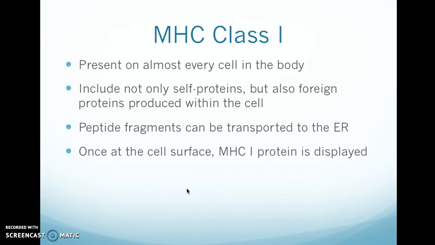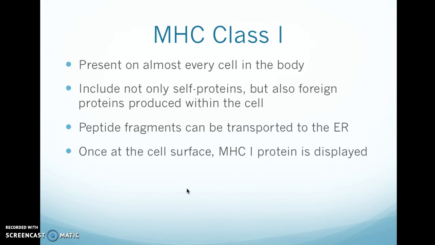So MHC class 1, it's present on almost every cell in the body, acting to present endogenous antigens that originate from the cytoplasm. These antigens include not only self-proteins, but also foreign proteins produced within the cell, such as viral proteins that take over the cell's machinery in order to replicate the virus. So it takes over the parts of the cell that replicate viruses.